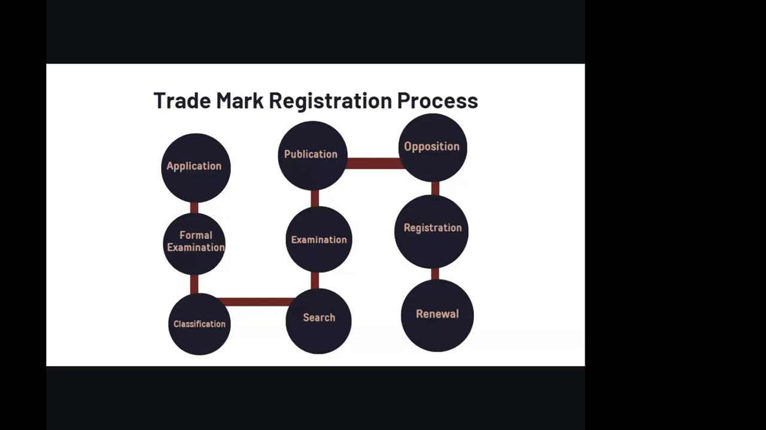All right. So just a quick view of the application process. When you make an application, it is examined based on formality, so to make sure that you fill out the forms properly. It's classified. A search is done to ensure that it is distinctive. It is then examined against the criteria that I mentioned previously. It's published for a period of 3 months, which allows persons to oppose the mark. If the mark is opposed, then you would have to defend whether or not this mark should be granted. If it's not opposed, it goes to registration and then you can renew after 10 years. So it's literally just a quick rundown on the process.